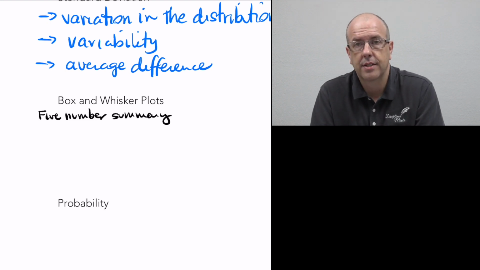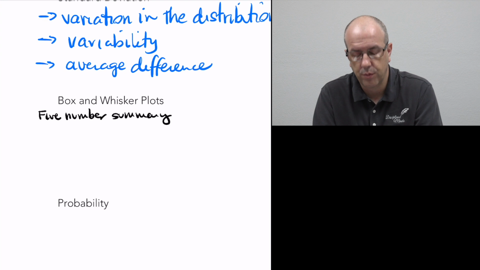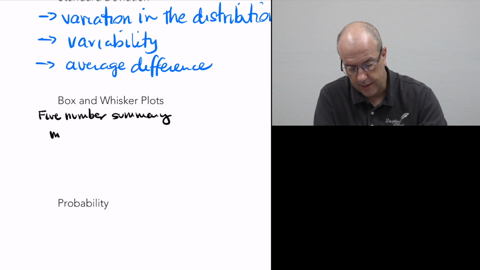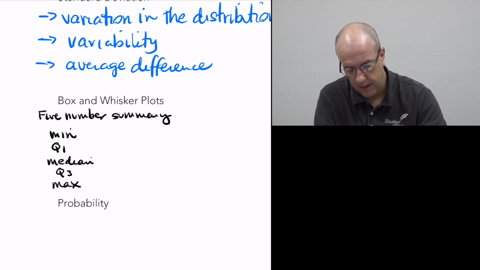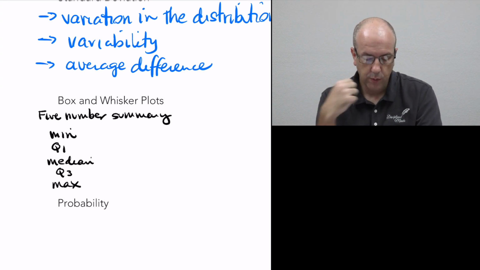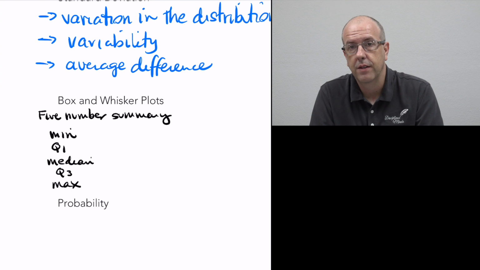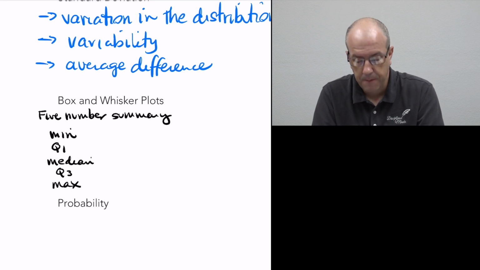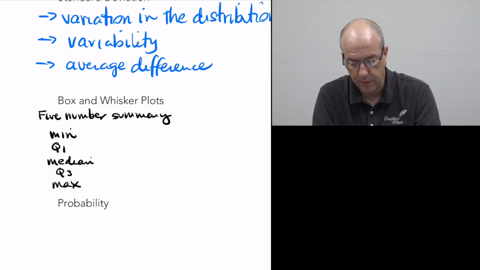So statisticians got together and said there are 5 numbers that can accurately describe a data set very quickly, right? A set of data. And that is the minimum, something called Q1, the median, something called Q3, and the maximum. Okay? And so a box and whisker plot is a visual representation of the 5-number summary.